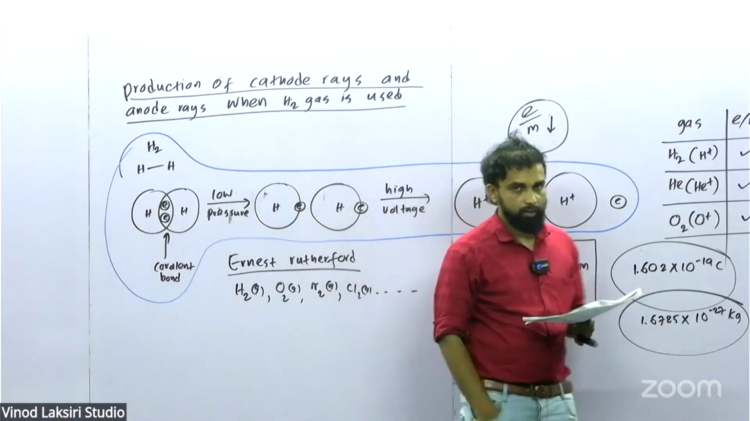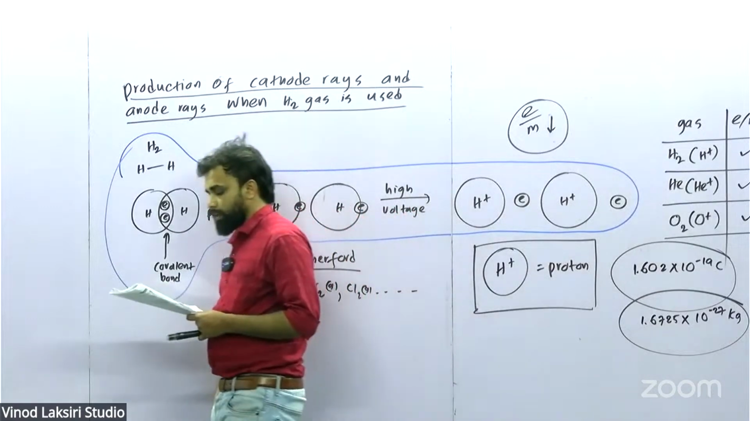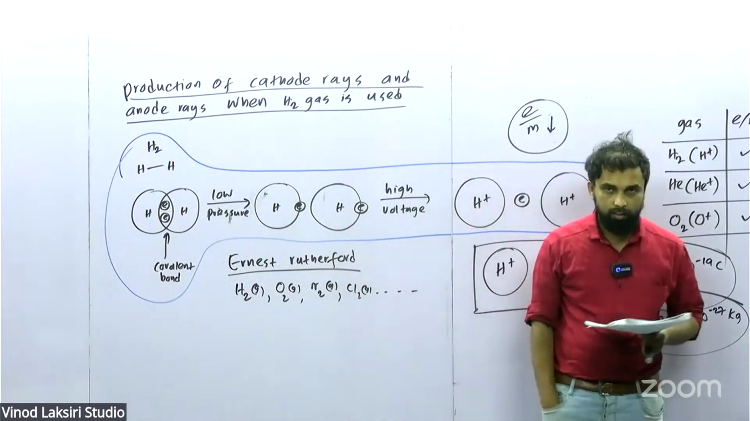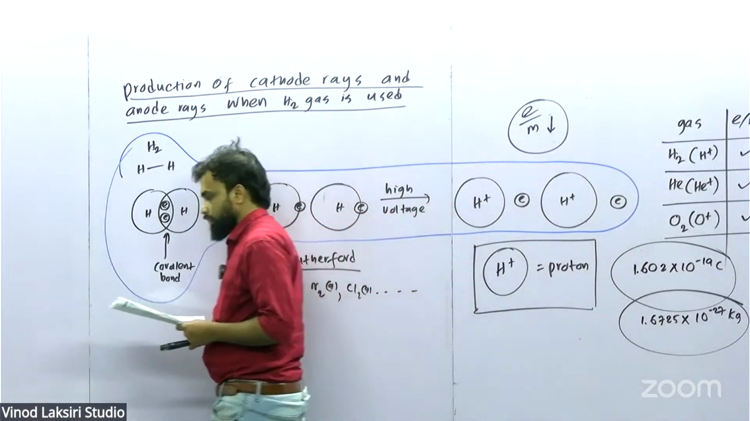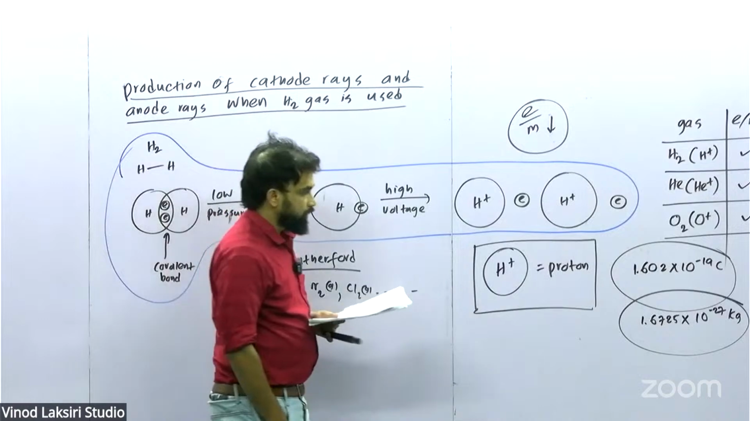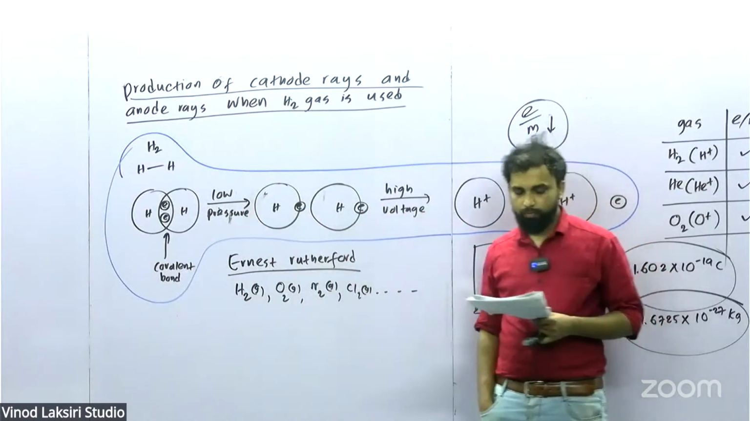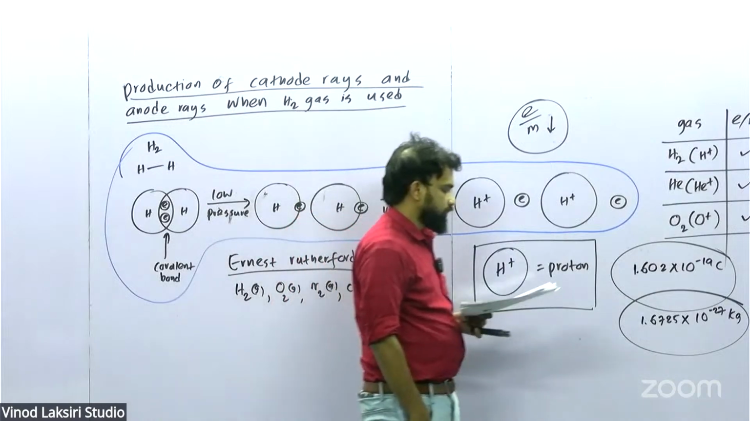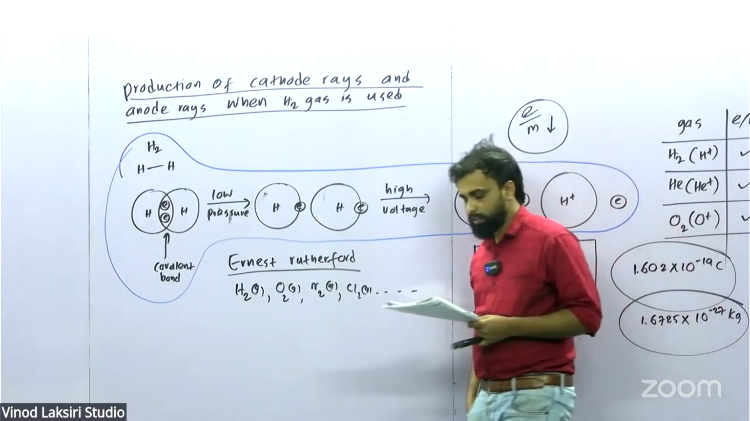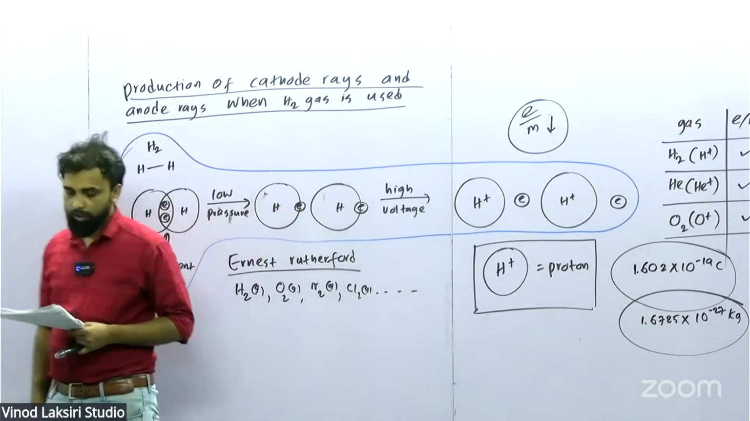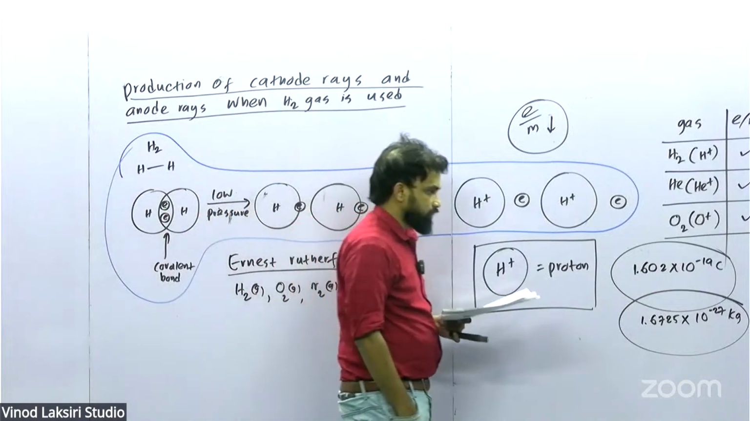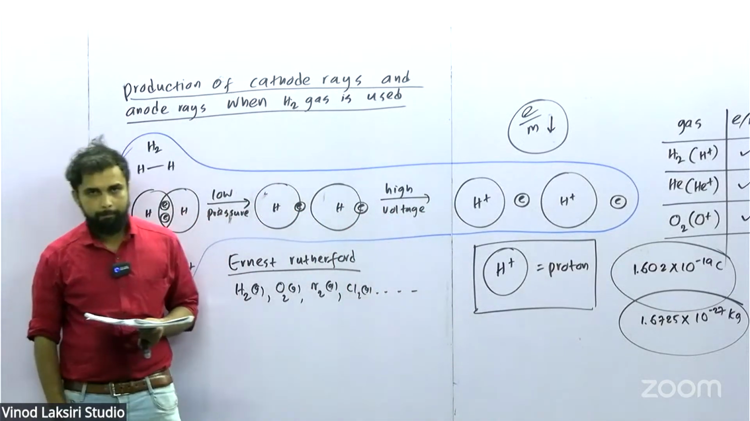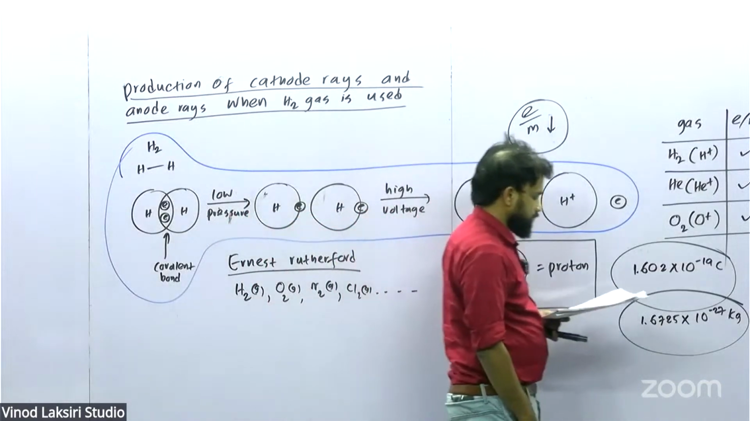Then, by using E divided by M and E, the mass of the positively charged particle of each gas was calculated.